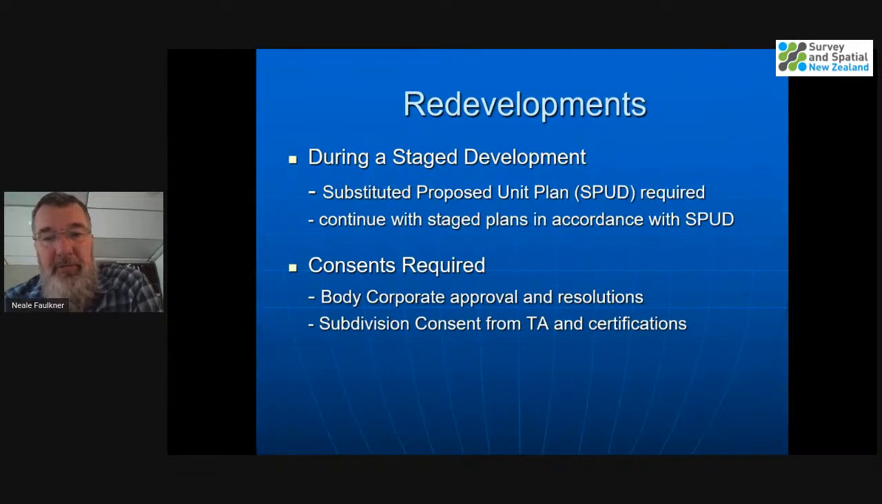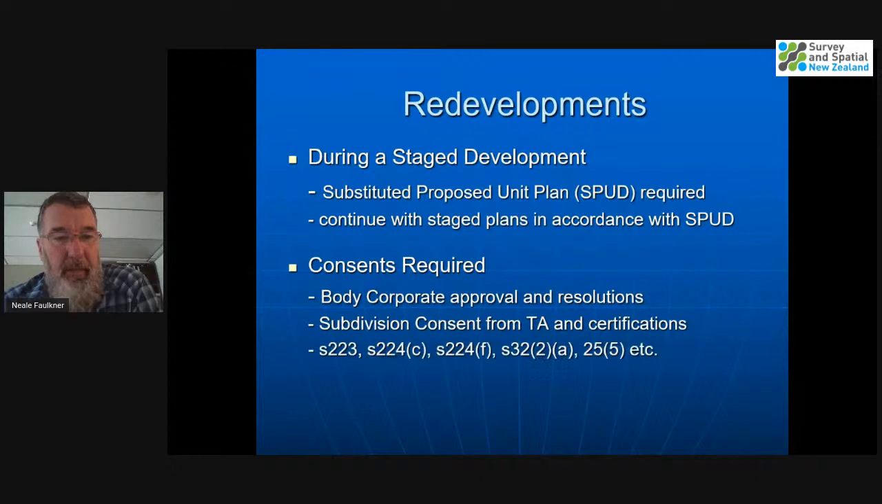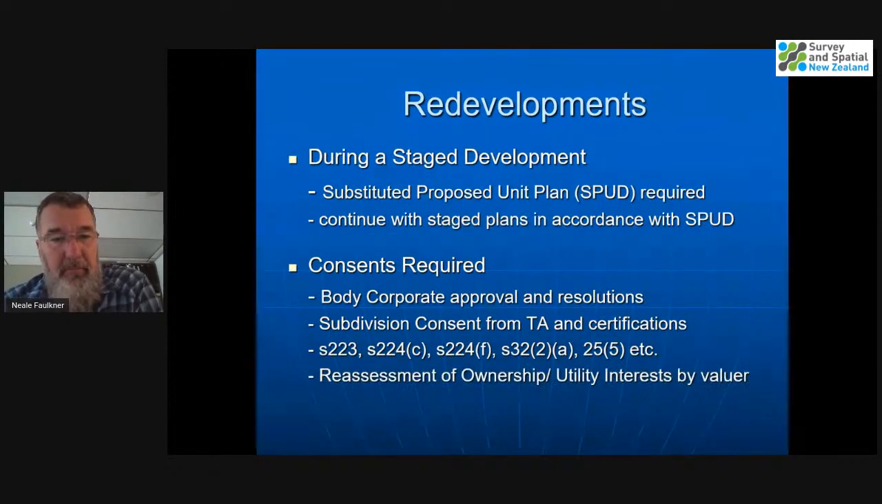You need a subdivision consent from the TA because you're changing the configuration of the units. And you need all the certifications associated therewith, which I'm going to go through a little bit later on. I've noted them here. Section 223 relating to your subdivision consent, 224C for conditions compliance, 224F for fire compliance, 32(2A) of the Unit Titles Act in relation to the definition of units, and 25(5), which says that in a staged development it's consistent with the PUD or the SPUD plan. I'll go through those a little bit later on.